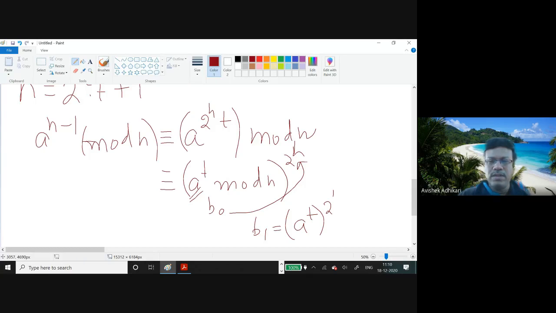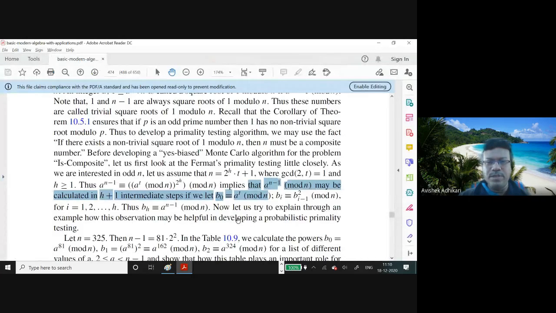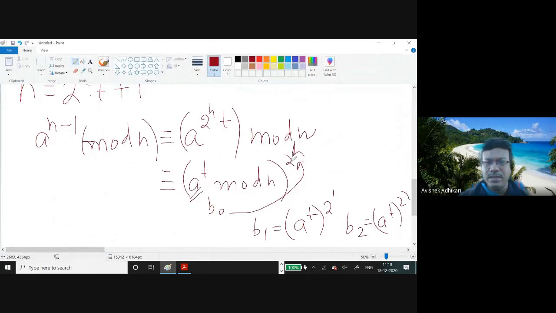Then you calculate b2, that is a to the power t times 2 squared. So starting from 0, step by step you are calculating bi. With h plus 1 steps, the power is h, so you are calculating b0, b1, b2, dot dot dot, bh. What does that mean? That means a to the power t times 2 to the power h modulo n.